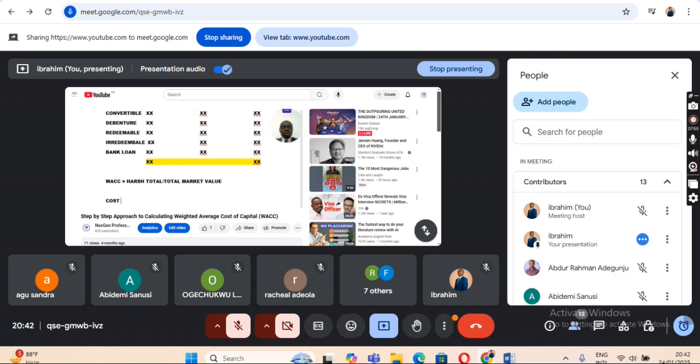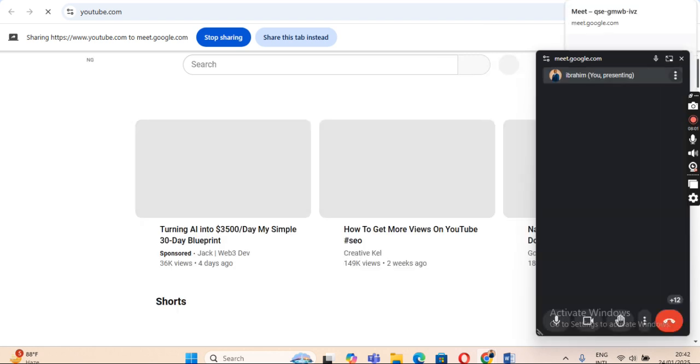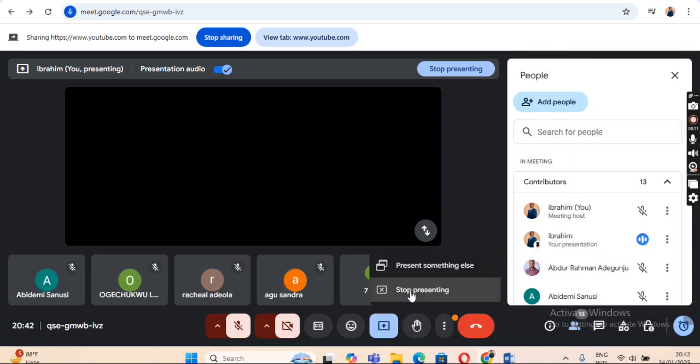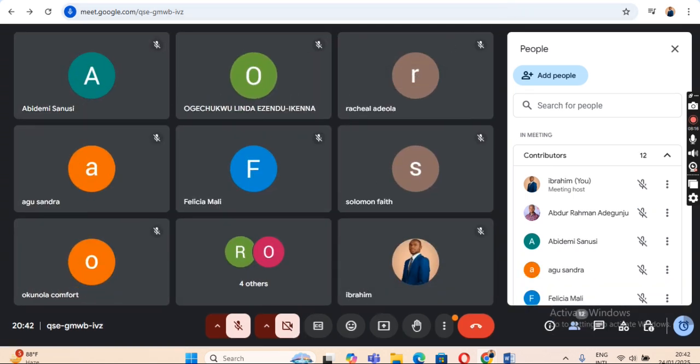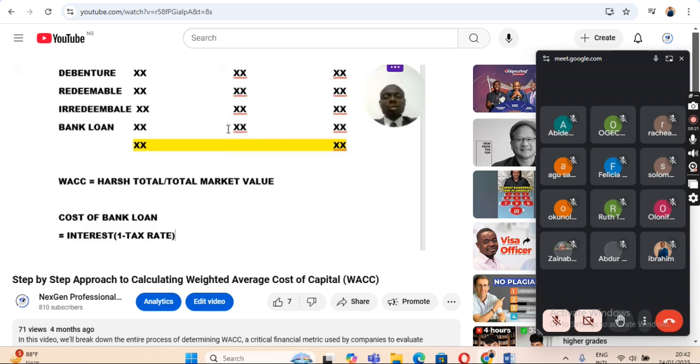Now, how to determine cost of bank loan? Let me quickly examine this. Cost of bank loan will be equal to the interest you will pay times the tax relief, 1 minus the tax rate of the company, right? So this will give us the cost of bank loan, which we are going to put here as a cost.